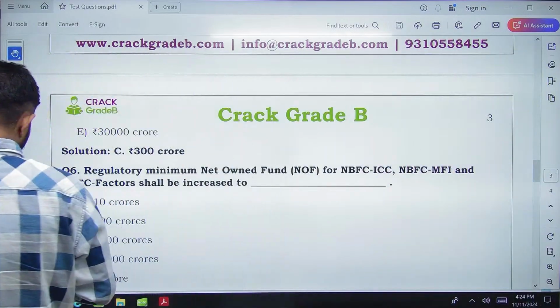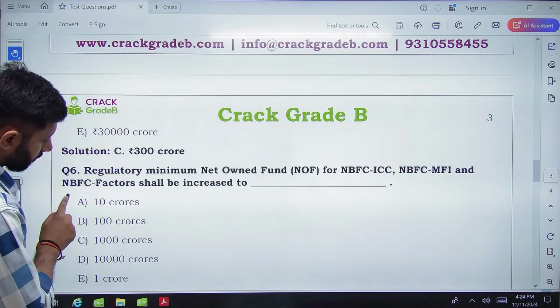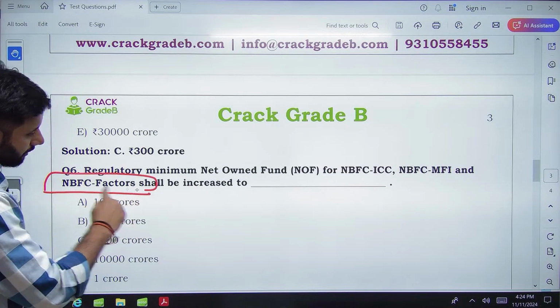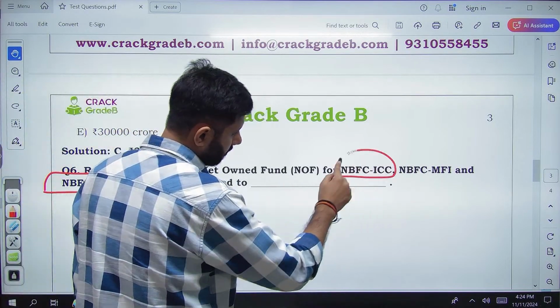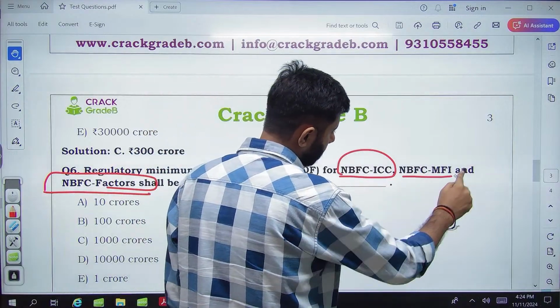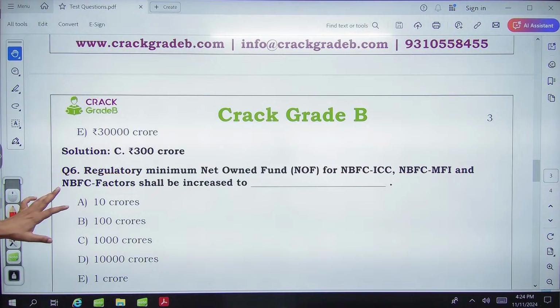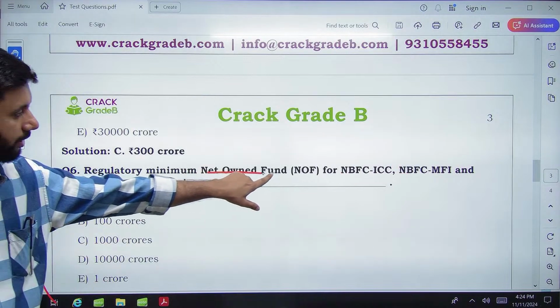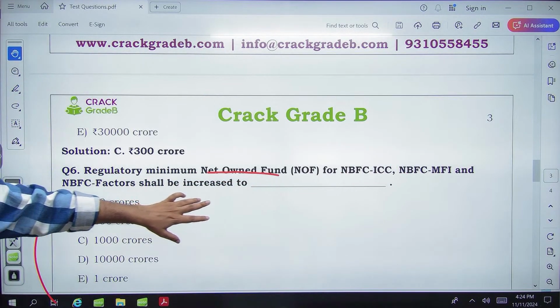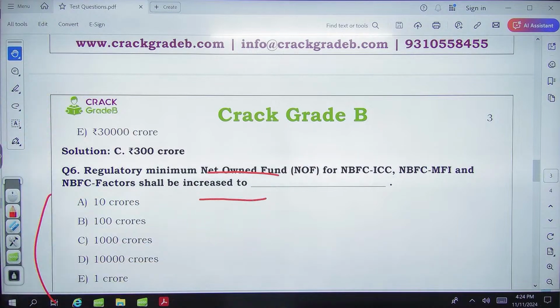Similarly, another type of NBFC which is also known as NBFC factors, investment core companies, microfinance. The regulatory minimum net owned fund for such kind of NBFCs shall be increased to how much?